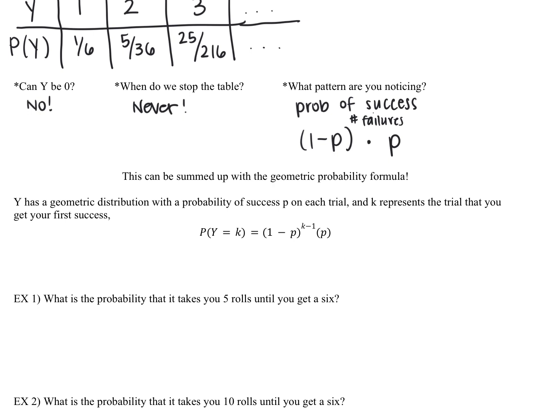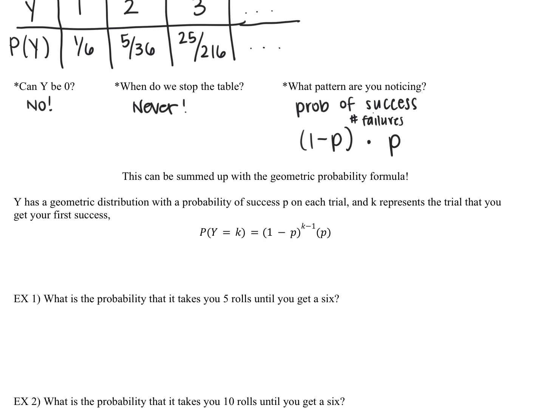So if y is a geometric distribution with your probability of success P on each trial, and K represents the trial that you want to get your first success, the formula for the probability that y equals K is 1 minus P to the K minus 1, because it always happens on one less trial, times your probability of success P.